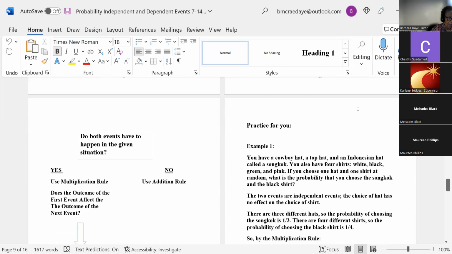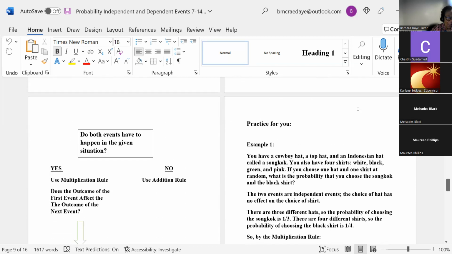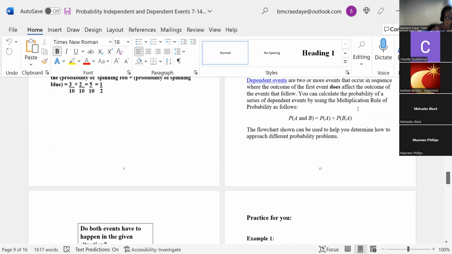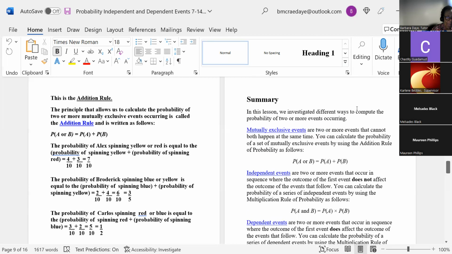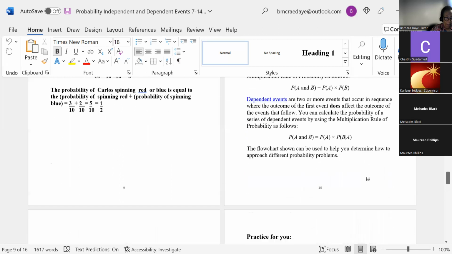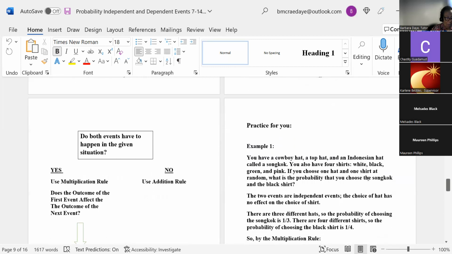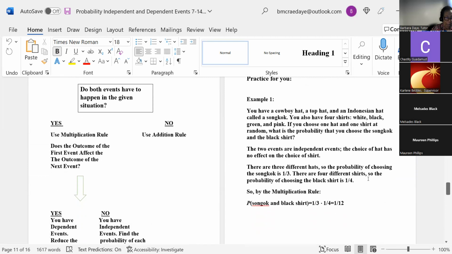That's what I mean by adding the red and the blue together. When it says one or the other, you get the probability of one event, say red, and the probability of the other one, which could be yellow, and then add the two. Now I have some events I want you to practice.